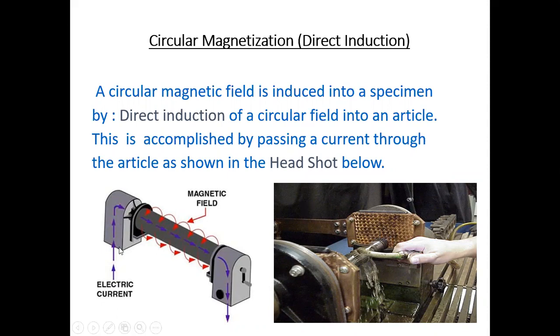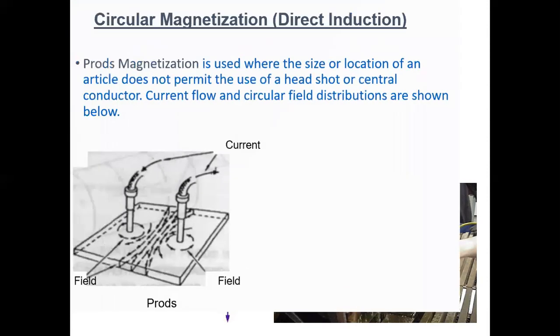So let's see the headshot here. This is an enlarged view, and the current goes straight, meaning longitudinal, from one end to the other end. Now the magnetic field is circular, perpendicular to the current direction. So a circular magnetic field is induced into the specimen. This is direct induction, because we are sending current directly to the specimen. Direct induction of a circular magnetic field into an article is accomplished by passing a current through the article as shown in the headshot below. This arrangement is known as headshot, and the field is circular.